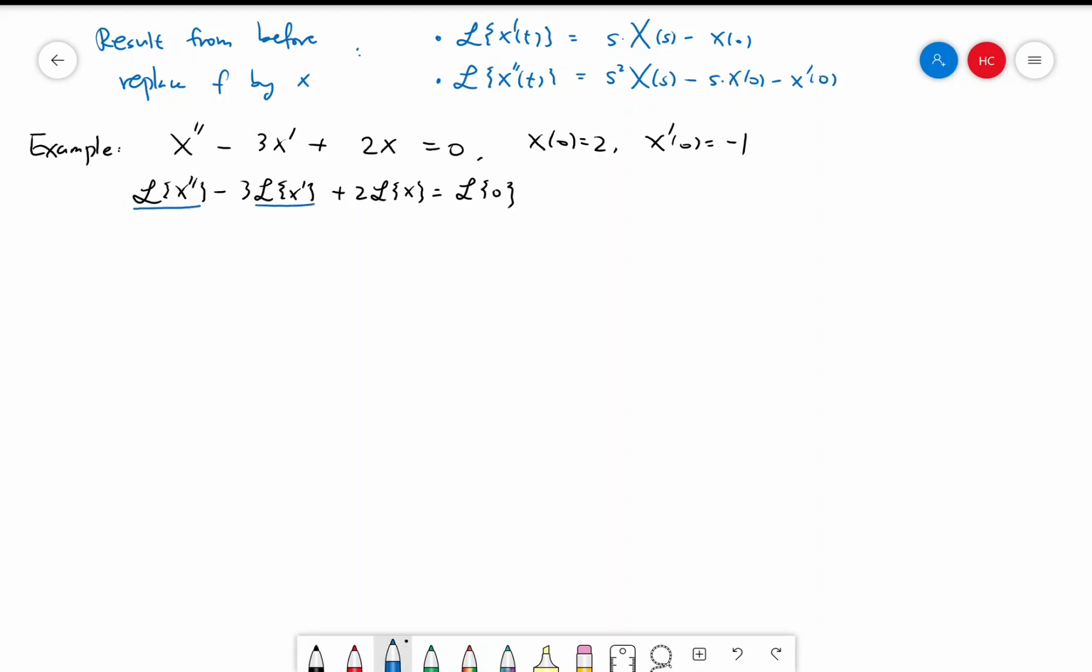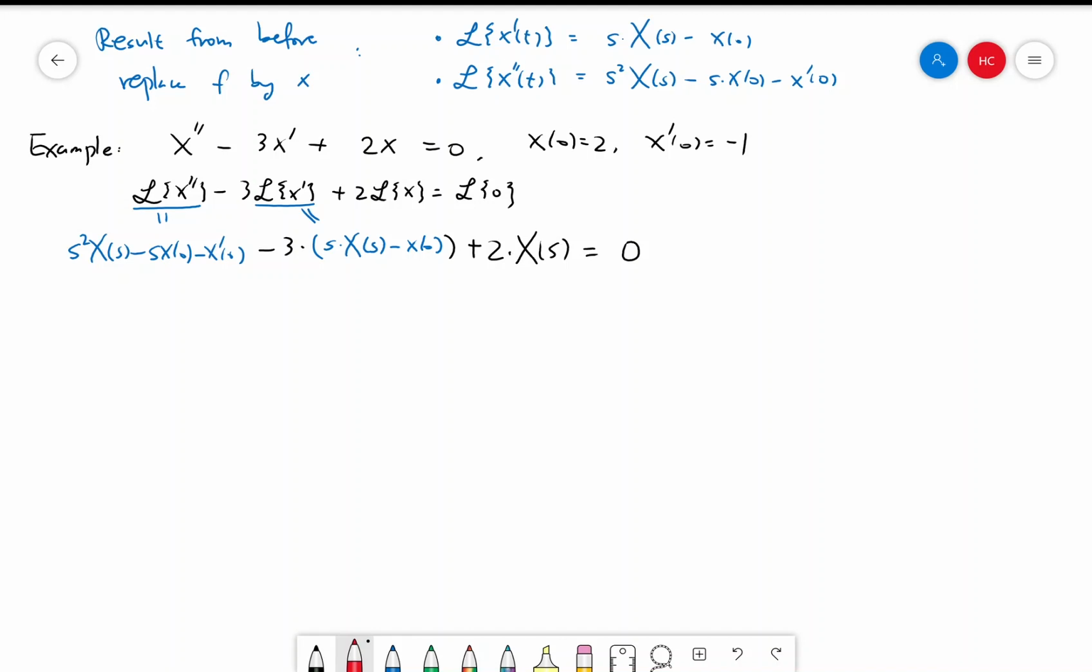And for these two terms, we have the result from before. We can replace them by the right-hand side. So this is equal to s squared times X of s minus s times x of 0 minus x prime of 0, minus 3 times s times X of s minus x of 0, plus 2 times the Laplace transform of x, which is just capital X. And the right-hand side is 0 because the Laplace transform of 0 is 0.